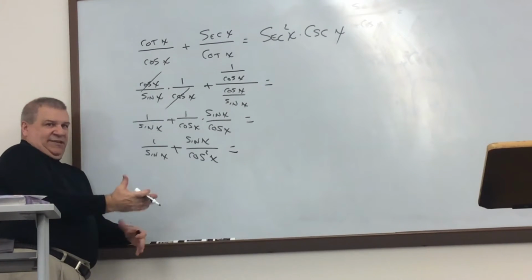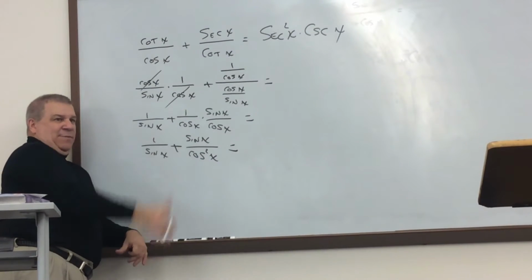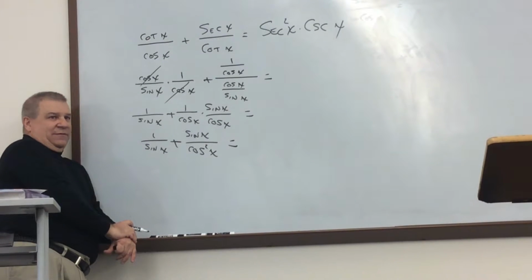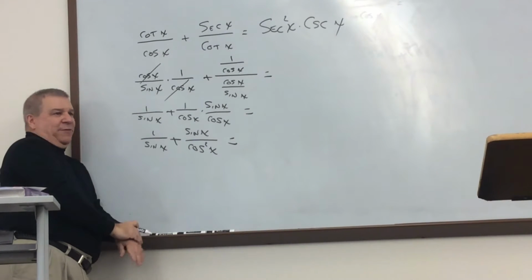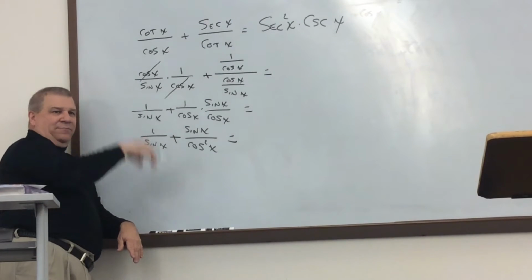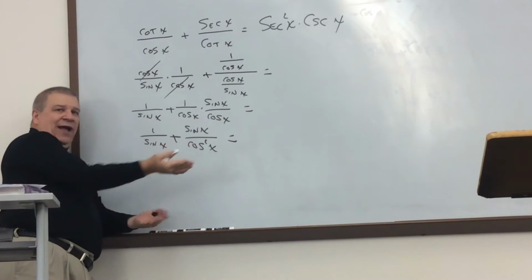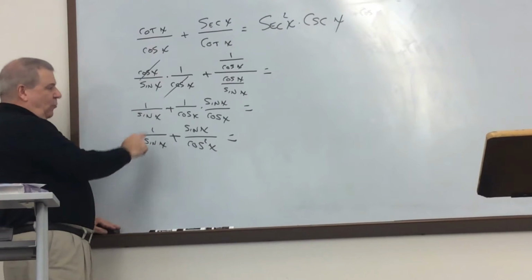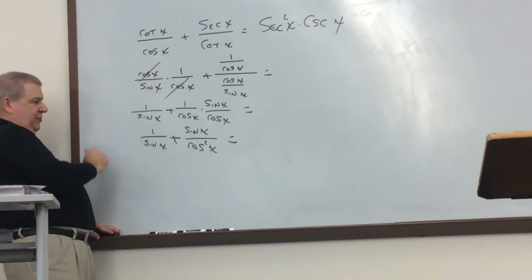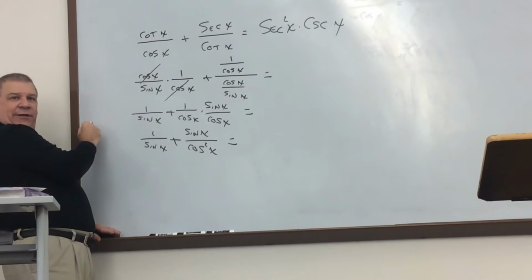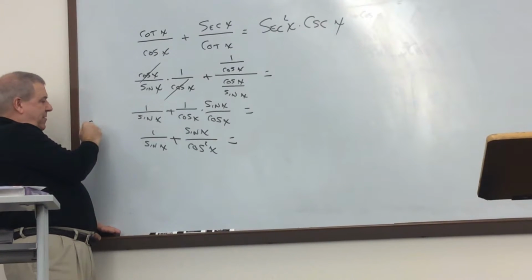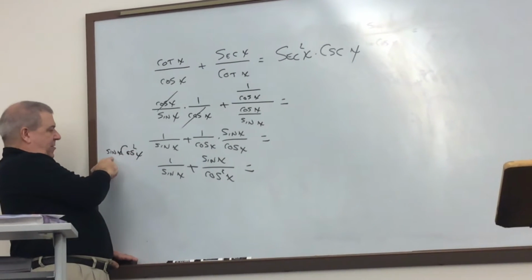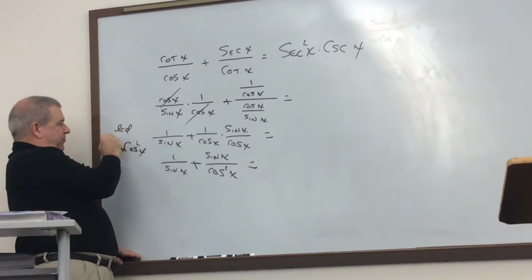How are you going to continue? Freshman algebra. How are you going to continue? I've done this several times with you before the break. You're adding two fractions with different denominators, so what do you got to do, Rob? Find the least common denominator. What's the common denominator for those two things? We'll just put it over here so everybody can see it. Howard? Sine of x, cosine squared x. Where's the LCD, put it there.